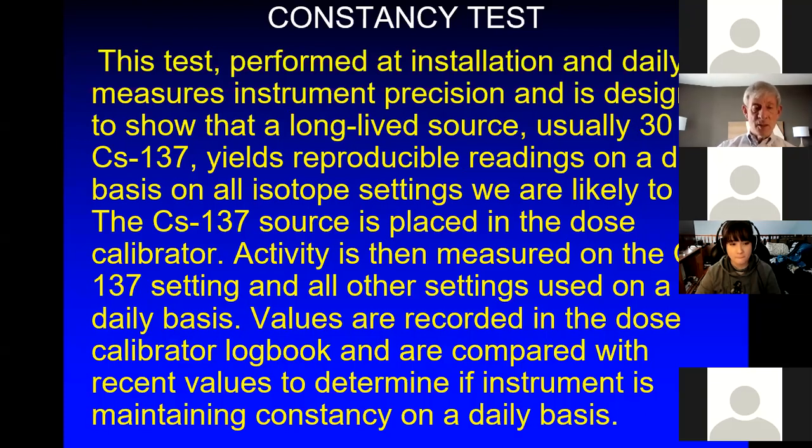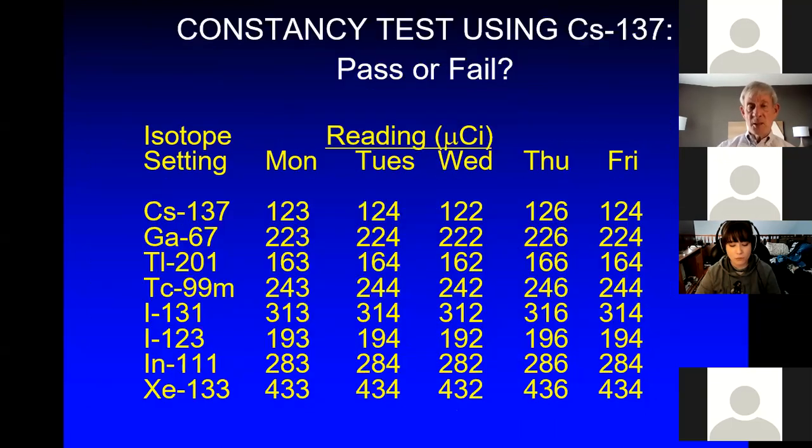And so we check it first on technetium and then on iodine and the other iodine and indium and thallium and gallium and any isotope we're going to use during the day. So here is a constancy test. You can see that for cesium, the readings are all in the 120s, not another 120 reading or even anything near it on the whole chart.